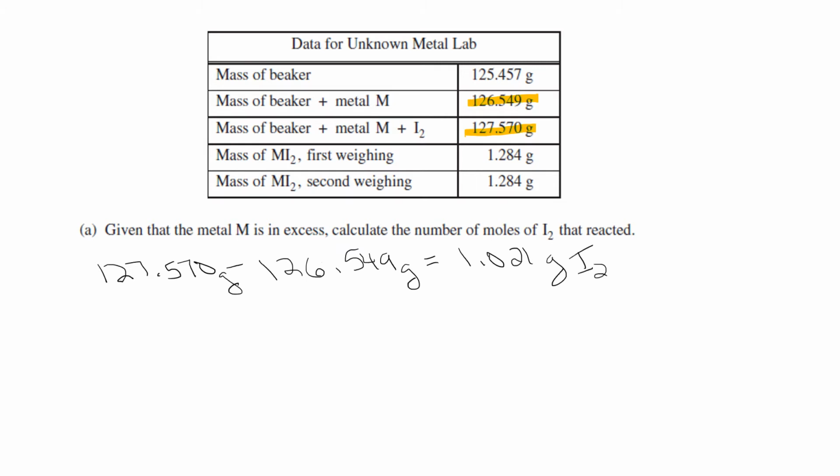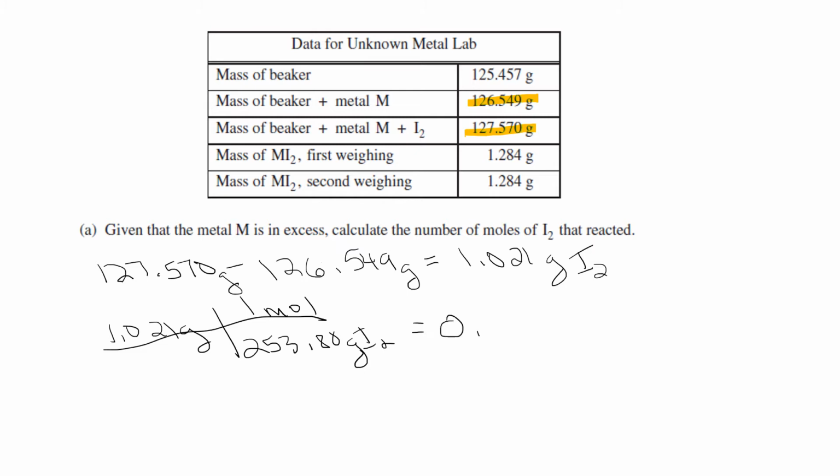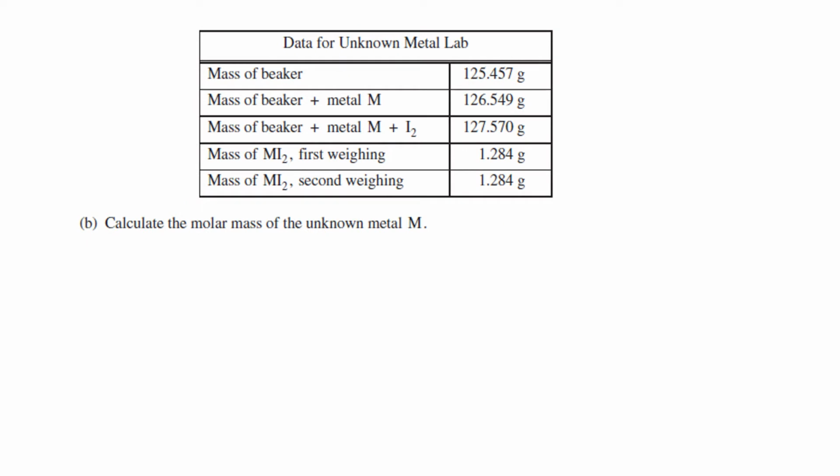If I know the mass, I can figure out moles. I'm going to start with the mass, which is 1.021 grams, and divide it by my molar mass, which is 253.80 grams in 1 mole. That gives you 0.004023 moles of iodine. This is an important piece of information because if you go back to the reaction, 1 mole of your unknown metal is going to react with 1 mole of your diatomic iodine to give you that compound. So that is an important piece of information that we're going to need for the next part of this question.